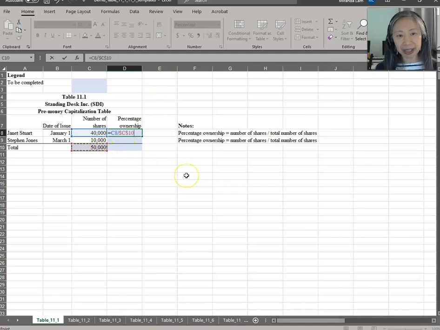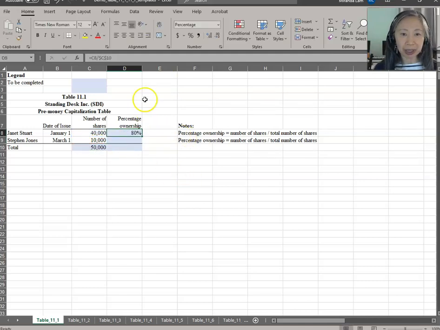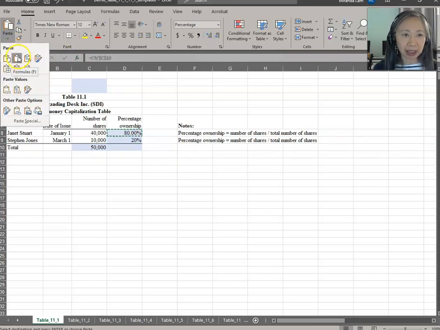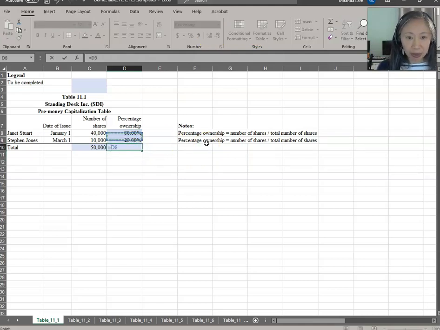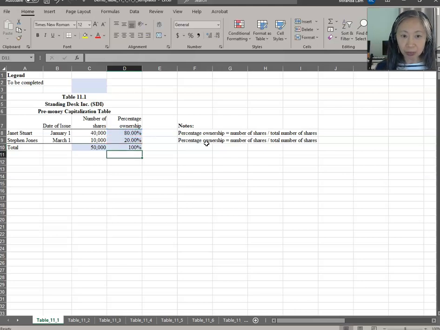Okay, I can make that an absolute reference. I have pre-set the format for this. If you want to see more decimal places, just simply increase that. And then when you paste, oftentimes I just paste the formula so I can maintain all the format. Or if you want to include the format, you can simply just copy it. Lastly, we want to add up the percentage ownership to make sure that it always adds up to 100%.